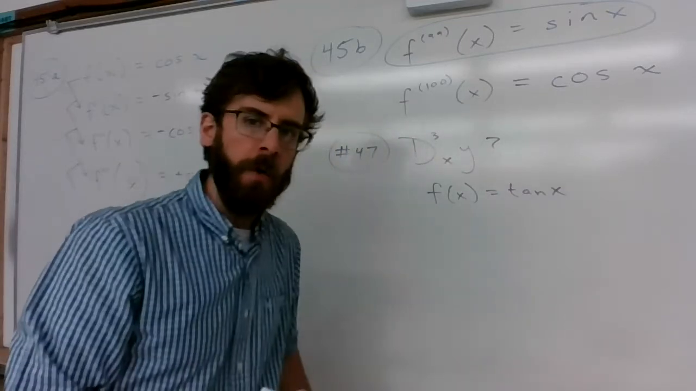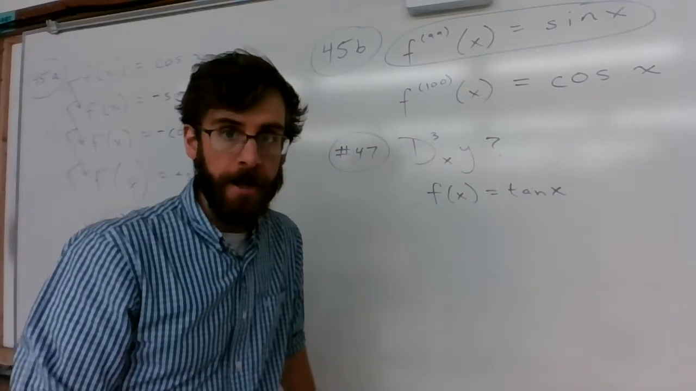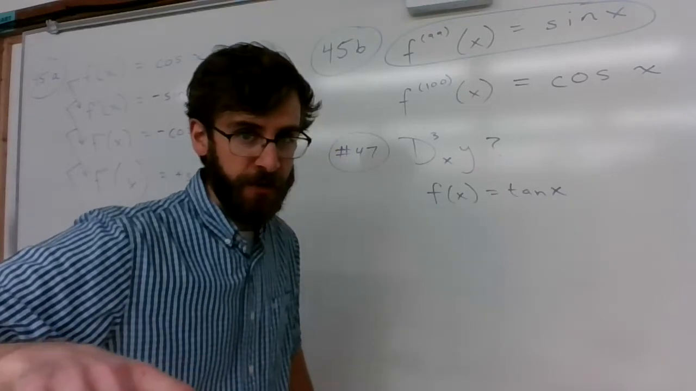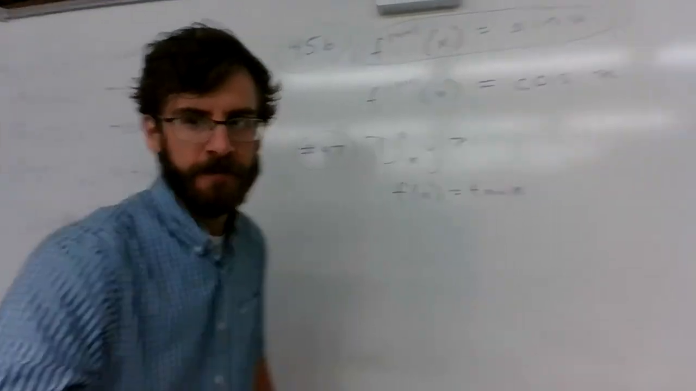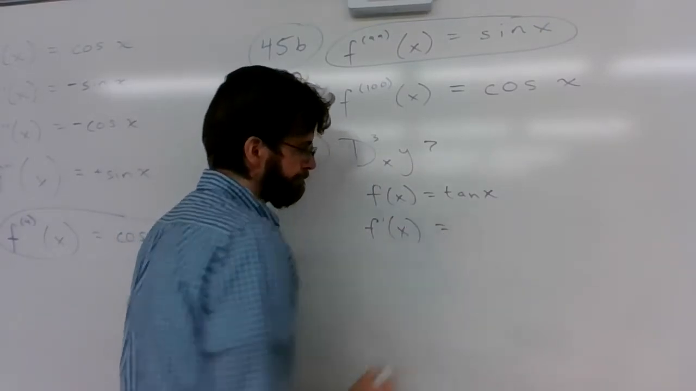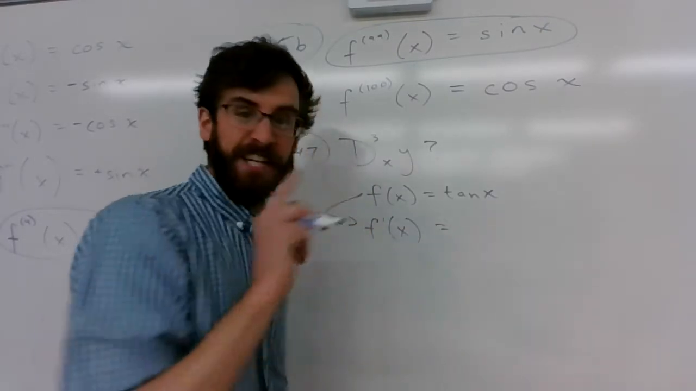Try this on your own. All right. You paused it, right? And then you tried it on your own, and now you're going to check with me? Good idea. So first derivative. Tangent is secant squared.